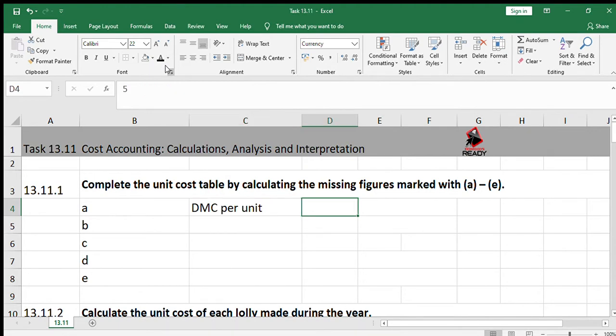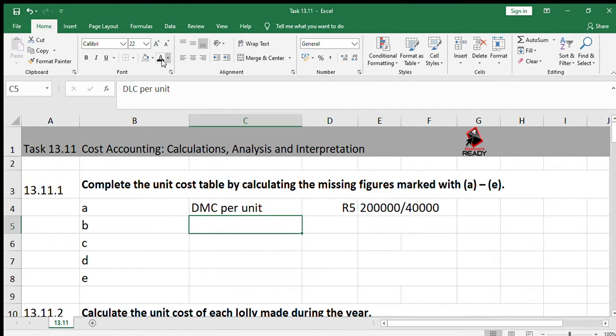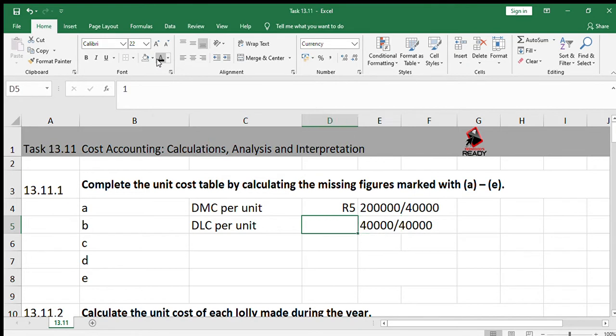Remember, in order to calculate the unit cost, all we have to do is take the total direct material cost, 200,000, and divide it by the number of units produced, 40,000. That will give us an answer of 5 Rand per unit. Then B, we have to calculate the direct labor cost per unit. So we're going to take the total direct labor cost of 40,000 and divide it by 40,000 units produced, which will give us an answer of 1 Rand per unit.